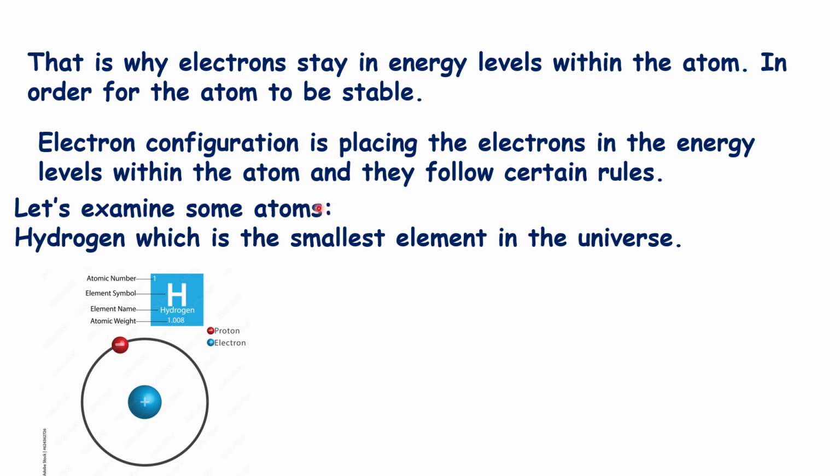Let's examine some atoms. Let's start with hydrogen. Hydrogen is the smallest element in the universe. Hydrogen has one proton and one electron. The proton is in the nucleus, and the electron is in an energy level orbiting the nucleus, and it is near the nucleus, not very far from it.